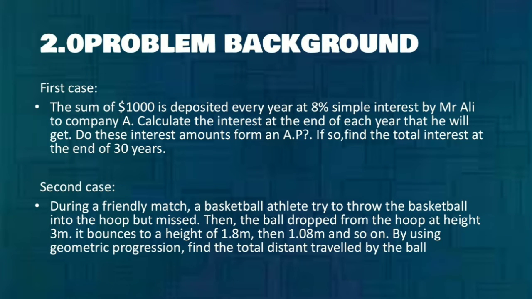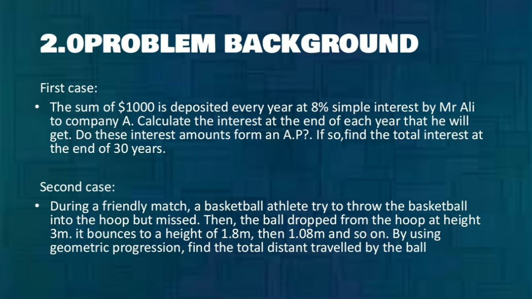Now let's move to the second case of the problem background. The second case stated that during a friendly match, a basketball athlete tried to throw the basketball into the hoop but missed. Then the ball dropped from the hoop at a height of 3 meters. It bounced to a height of 1.8 meters, then 1.08 meters, and so on. By using geometric progression, find the total distance traveled by the ball.